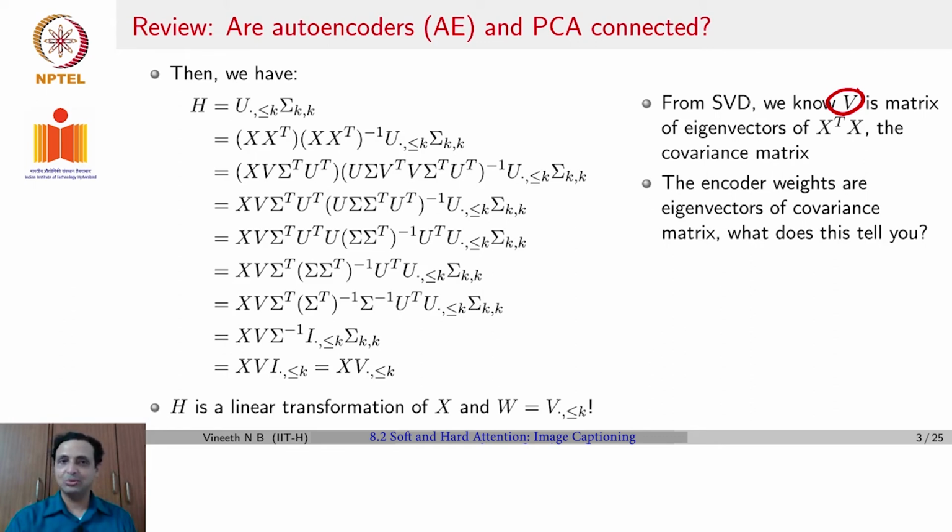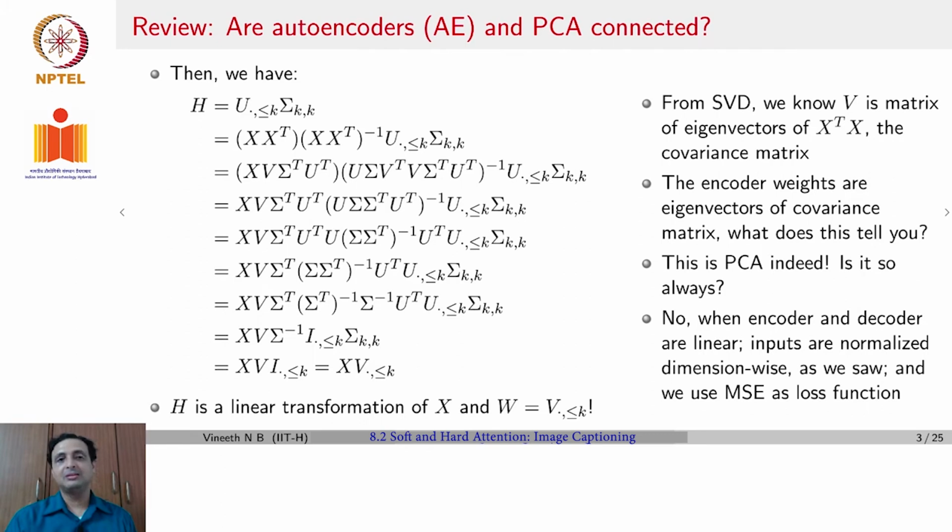So, which means our encoder weights, which are given by V, are the eigenvectors of the covariance matrix. What does this tell you? It should remind you of PCA, where the projection matrix are the eigenvectors of the covariance matrix. So, are autoencoders always a variant of PCA, or do they become PCA once you learn the model? Not really. This happens when your encoder and decoder are linear.